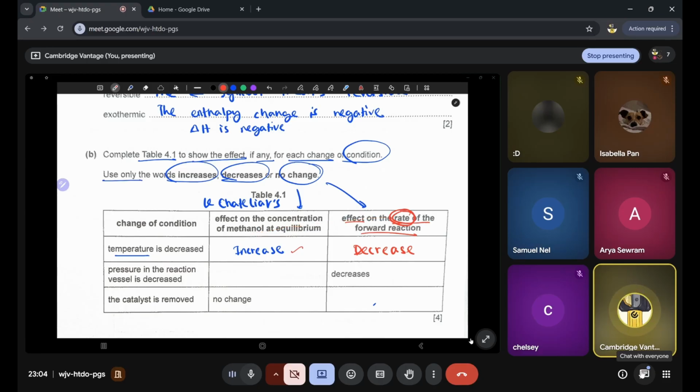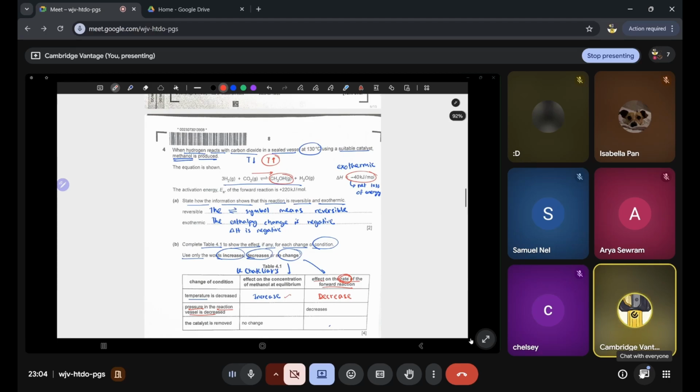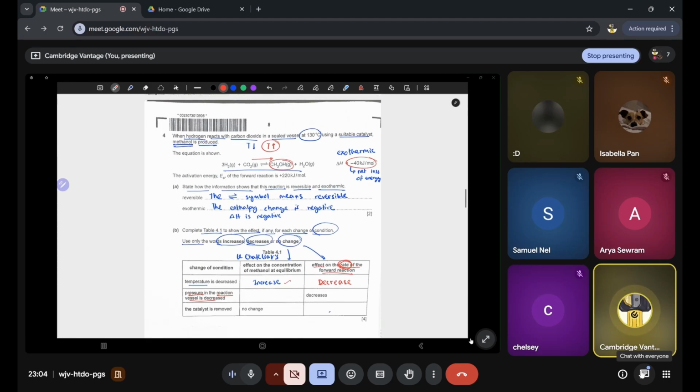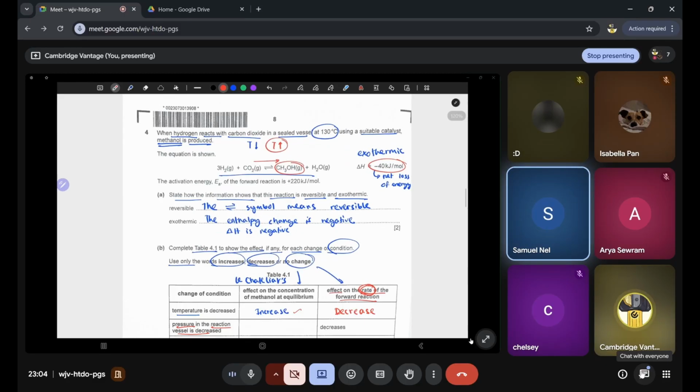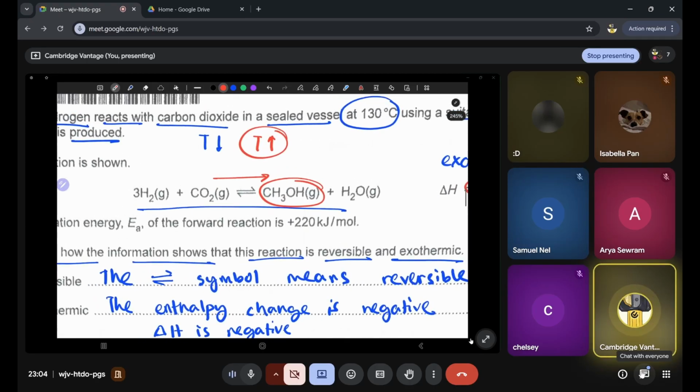All right. Next, the pressure in the reaction vessel is decreased. So, Sam, can you tell me what will happen to the concentration of methanol at equilibrium when the pressure is decreased? Can you please show the equation again? Oh, this is the equation. Also, I did provide a link of the paper. You should download it as well. This is the equation that we have, and we are told that the pressure decreases.